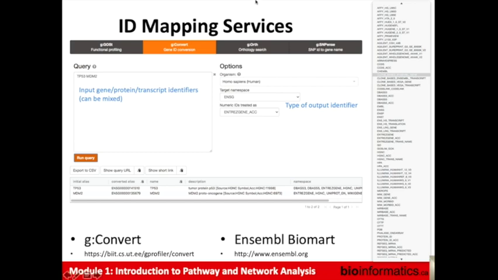One example identifier mapping service, which is quite useful, is called g:Convert at this URL. So you can input some genes or official names or identifiers, and you can choose the type of output identifier from a very long list. And when you click run, it will say that these genes are also called this name or this identifier in a given database. I selected Entrez gene, I selected Ensembl genes as my target database here. So g:Convert is a useful tool for mapping identifiers if you need it.